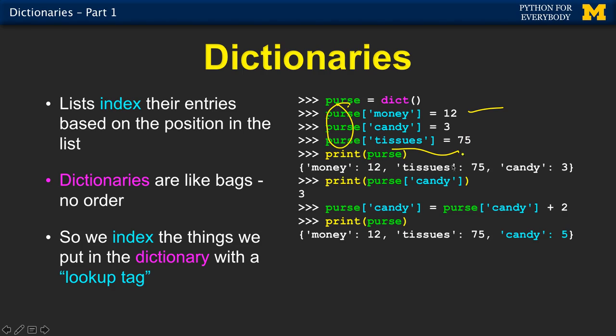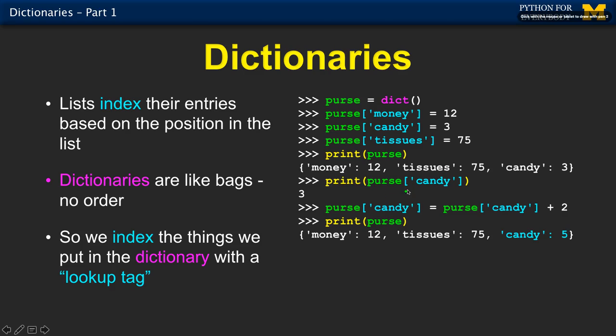Say, hey, what's in pers? Well, money is 12. Under the tag tissues, we have 75, and under the tag candy, we have 3. It's important that the order of these dictionaries is somewhat unpredictable. They don't always come out in the same order. We'll have to learn later about how to sort them and how to do stuff to them. But for now, think of them as an unsorted bag of values. But it does remember, no matter how they get moved around, what the label to value mapping is.